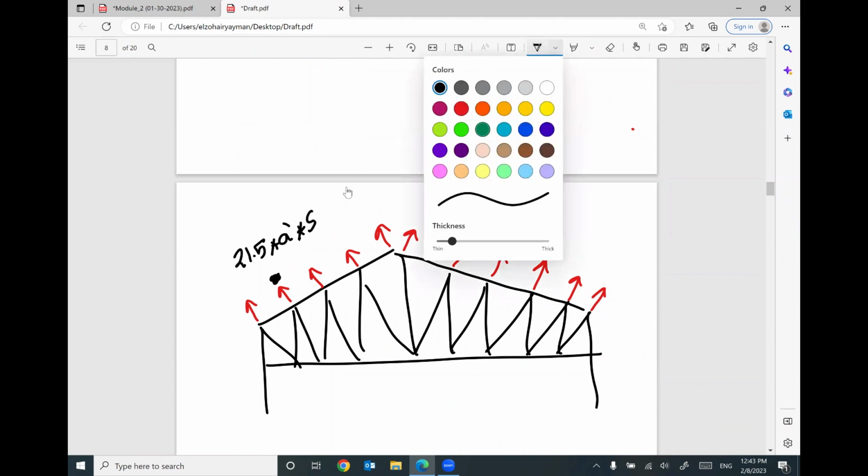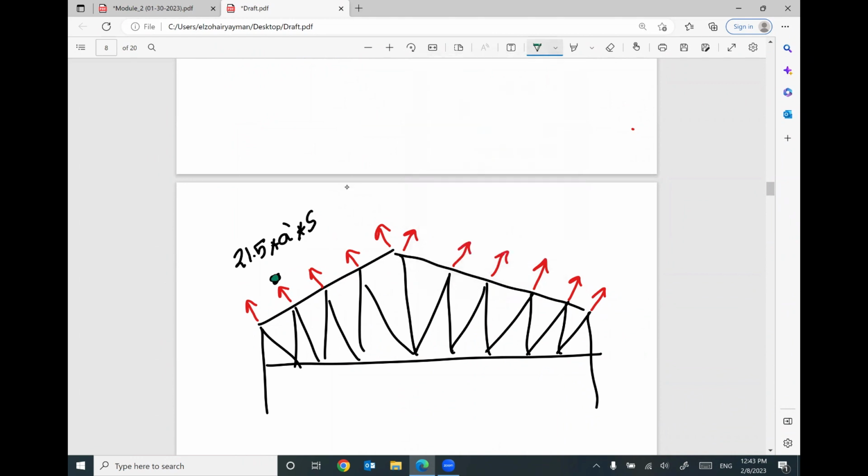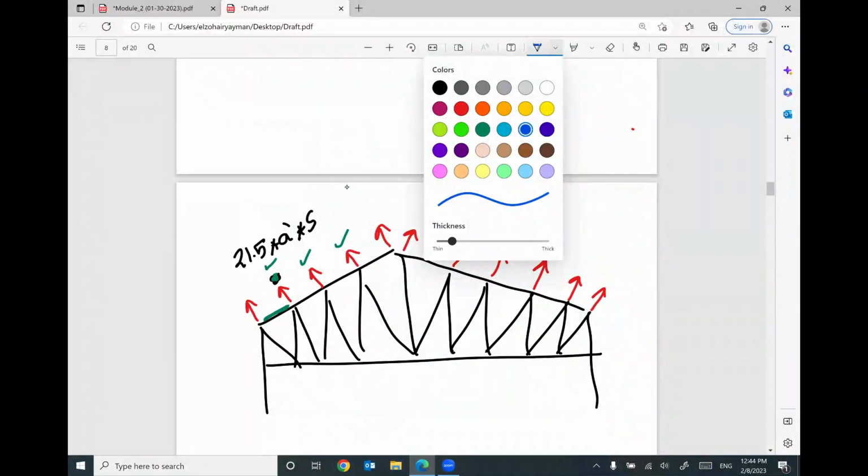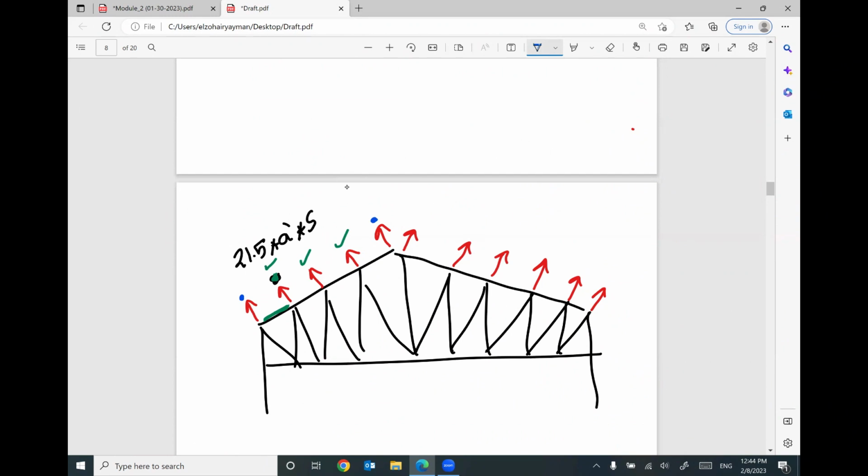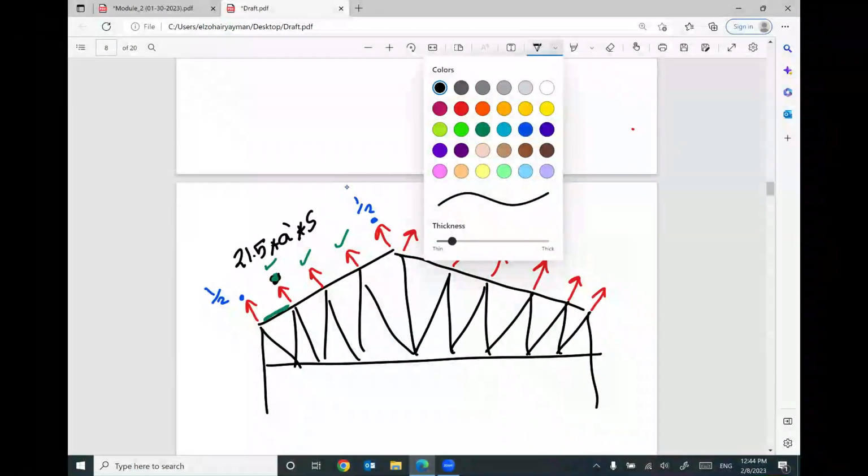If you multiply these values at this location, 21.5 times A prime, which is this distance, times S, the spacing between each truss and the next truss, I can give you this value, this value, this value. And keep in your mind, the first value and the last value is half. If you are looking to determine what is the value here?